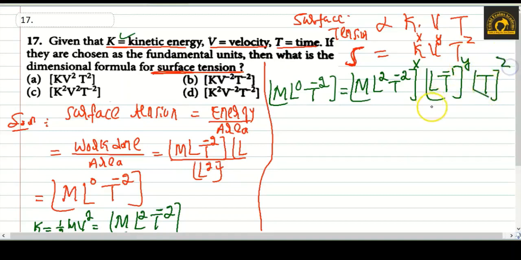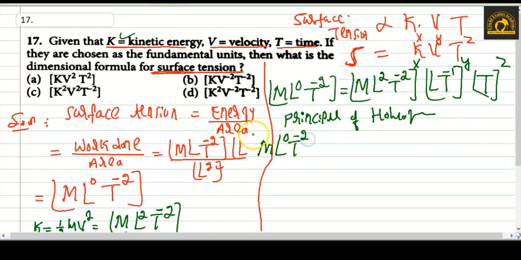Z. So according to the principle of homogeneity, you have to equate the powers. That is M L to the power of 0 T to the power of minus 2 is equal to, so M to the power of 1 into x plus 0, only x.